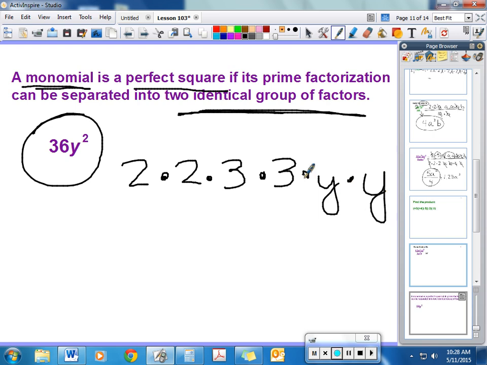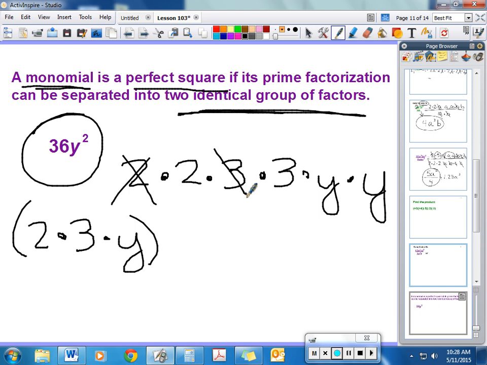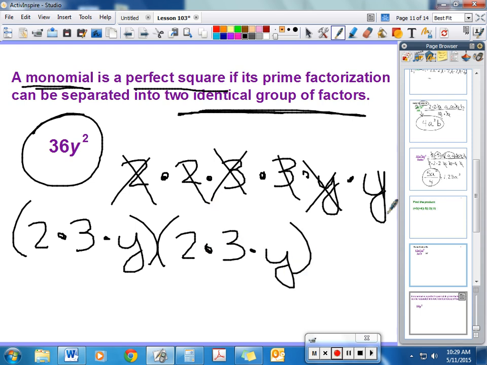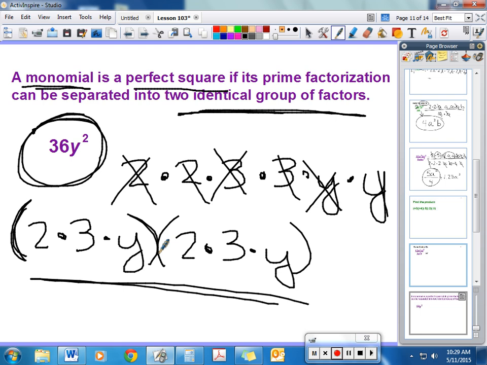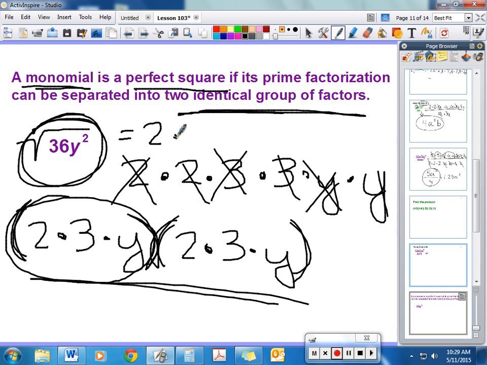Now, if you look at this, can you separate these factors into two identical groups? Well, of course we can. We can take a 2 times 3 times y. So let's go ahead and cross those out. We use those. 2 times 3 times y. And we are left with 2 times 3 times y. So we have just figured out that this is a perfect square because we can separate the factors into two identical groups. If I had to find the square root of this, then, that would just be one of these groups. The square root of 36y squared is 2 times 3 times y, which simplifies to 6y.